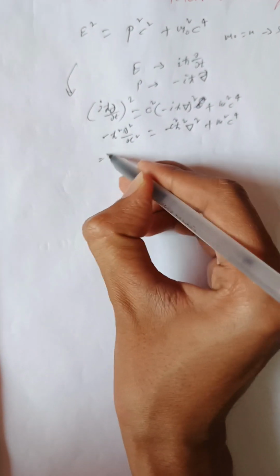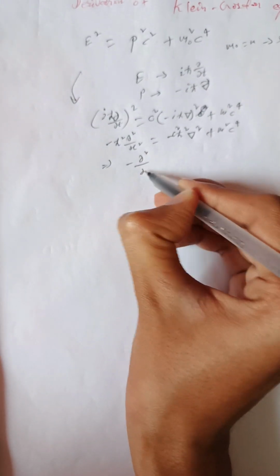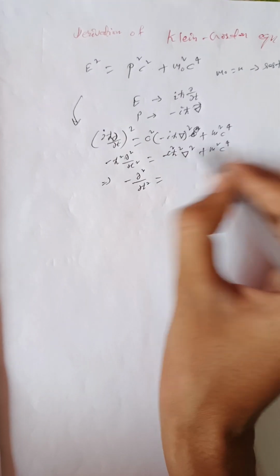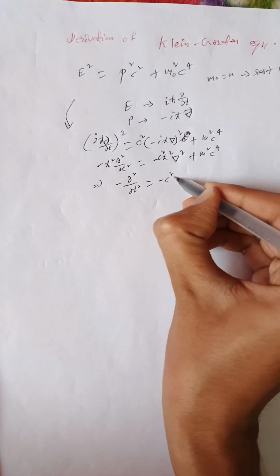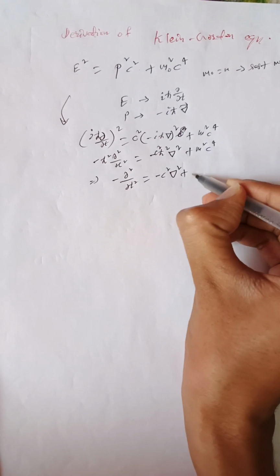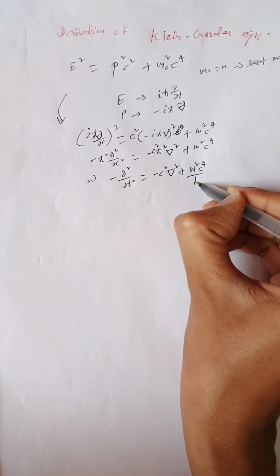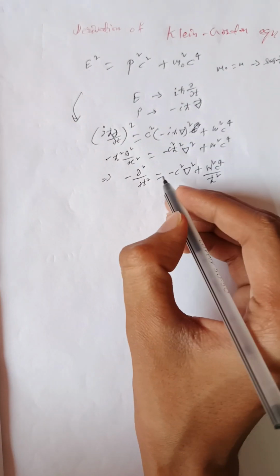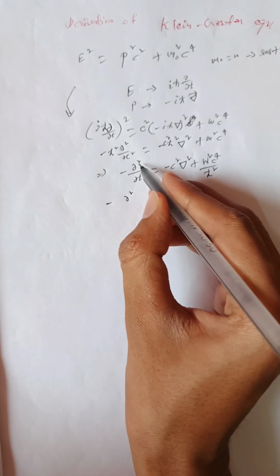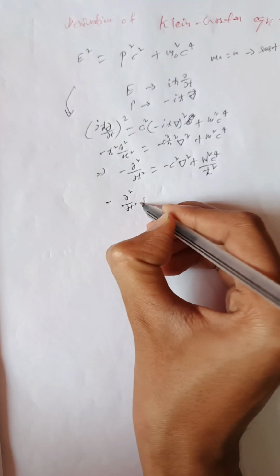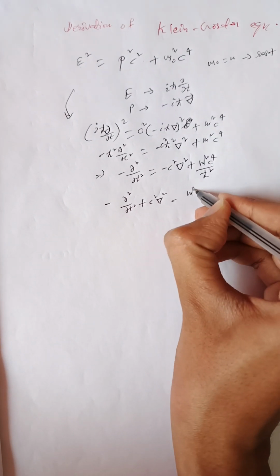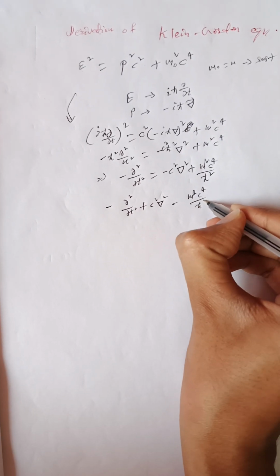So we'll simplify it further, and let's divide both sides by h bar squared. This will get cancelled and we will have minus del squared by del t squared equal to minus c squared del squared plus m squared c to the fourth by h bar squared. So you just bring it this side, so we will have del squared plus c squared, and minus m squared c to the fourth by h bar squared equal to 0.